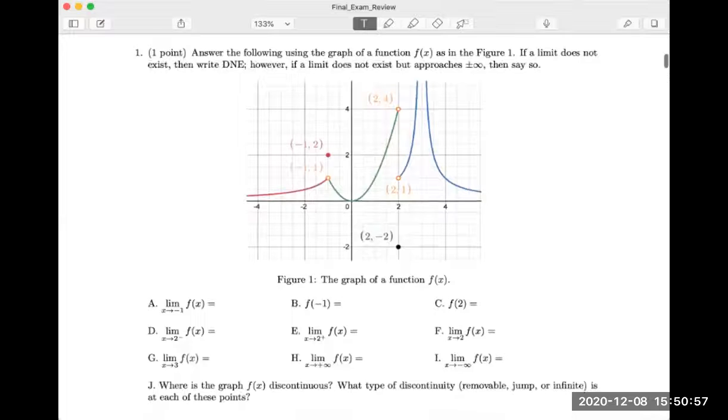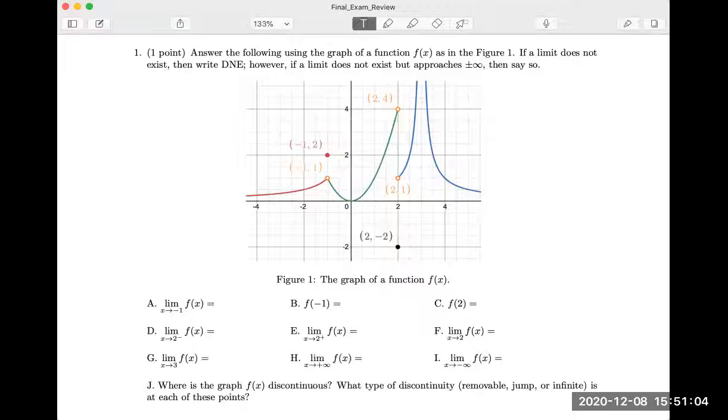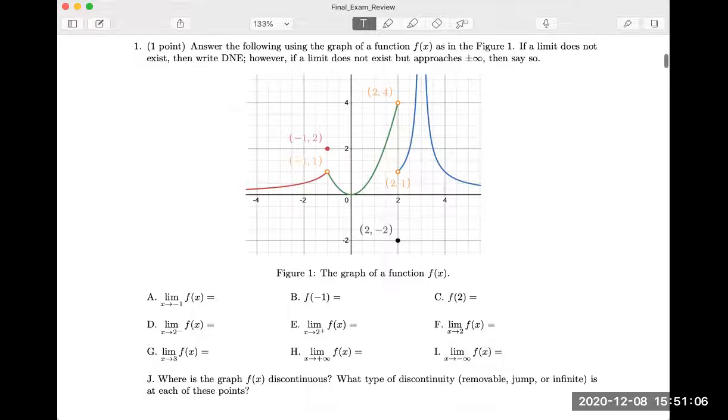Hi, everybody. Now let me start correcting the review exams. So here, according to the graph, we see that when x approaches -1, f of x approaches this point at 1. F at -1 is here, 2. F at 2, you can see here, is this point, -2.